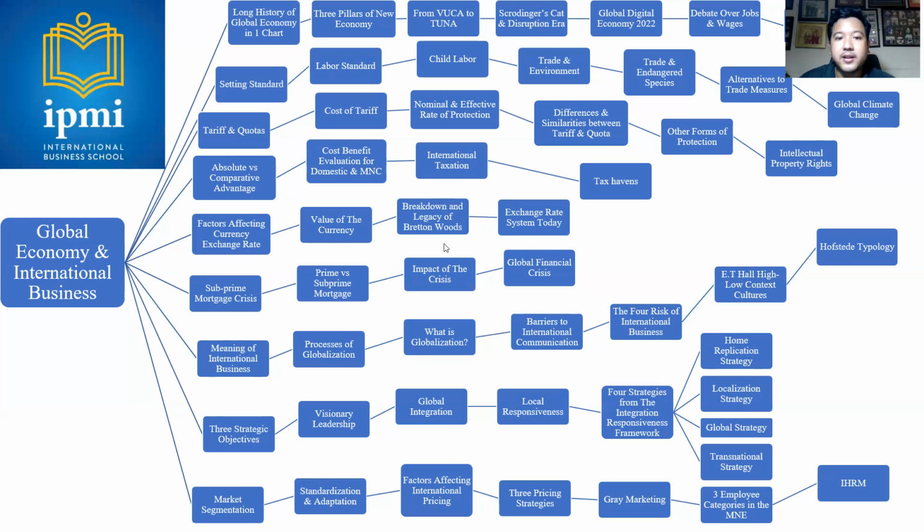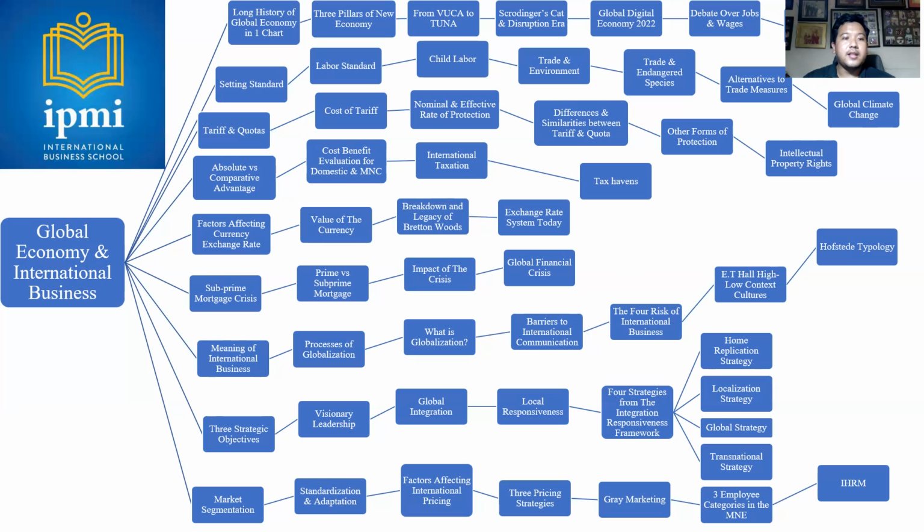Let's move on to the breakdown and legacy of Bretton Woods. Here it dissolved in 1971, but in the end it established the IMF and World Bank. And for the exchange rate system today, there is the usage of floating and fixed exchange rate systems. And then to the next, there is the discussion of the subprime mortgage crisis.